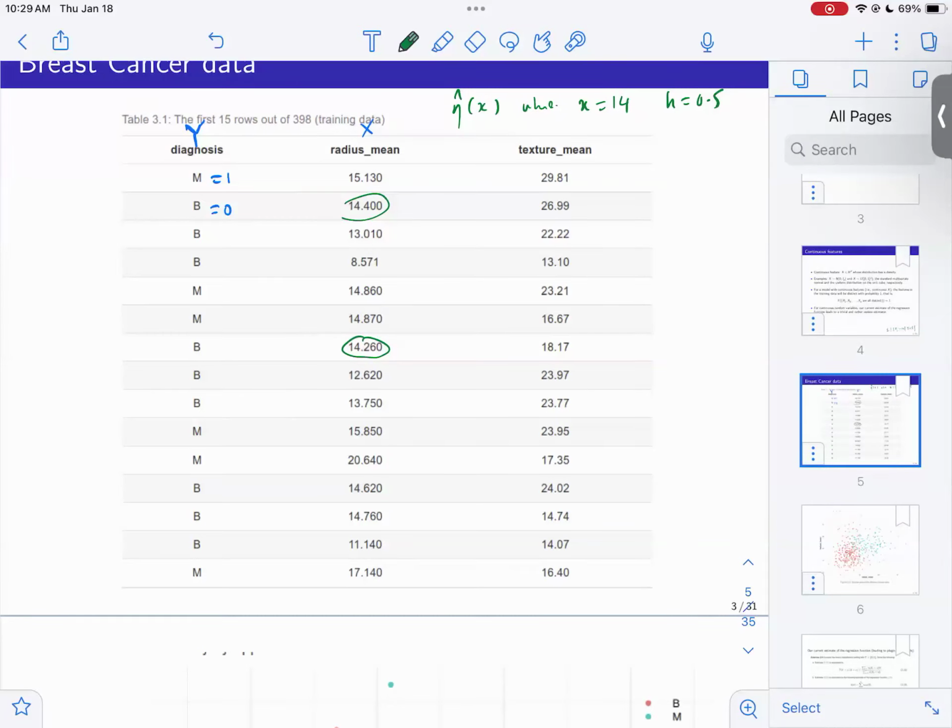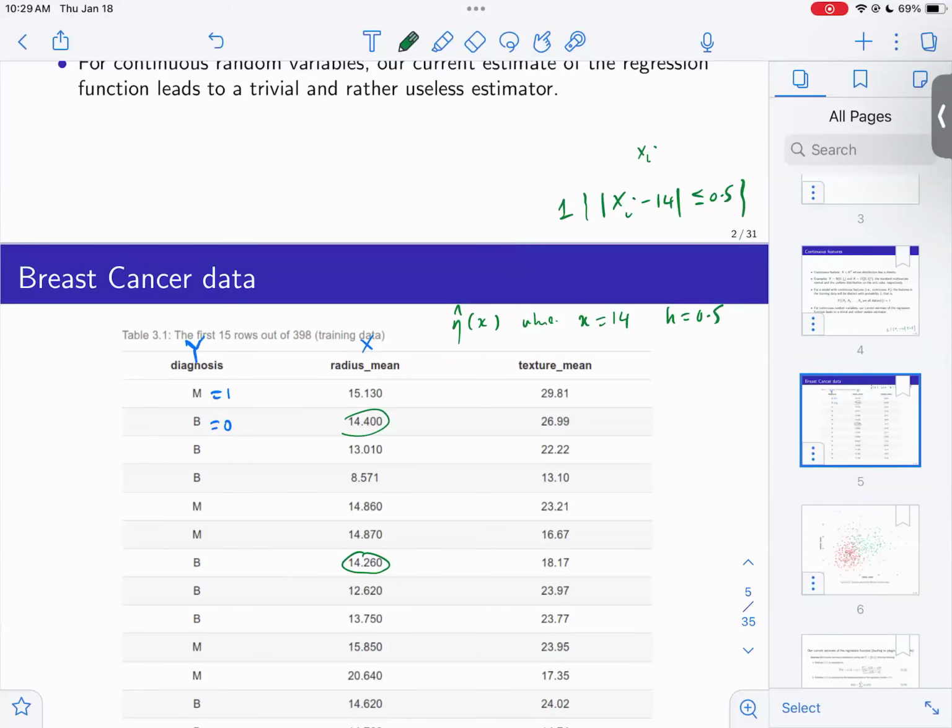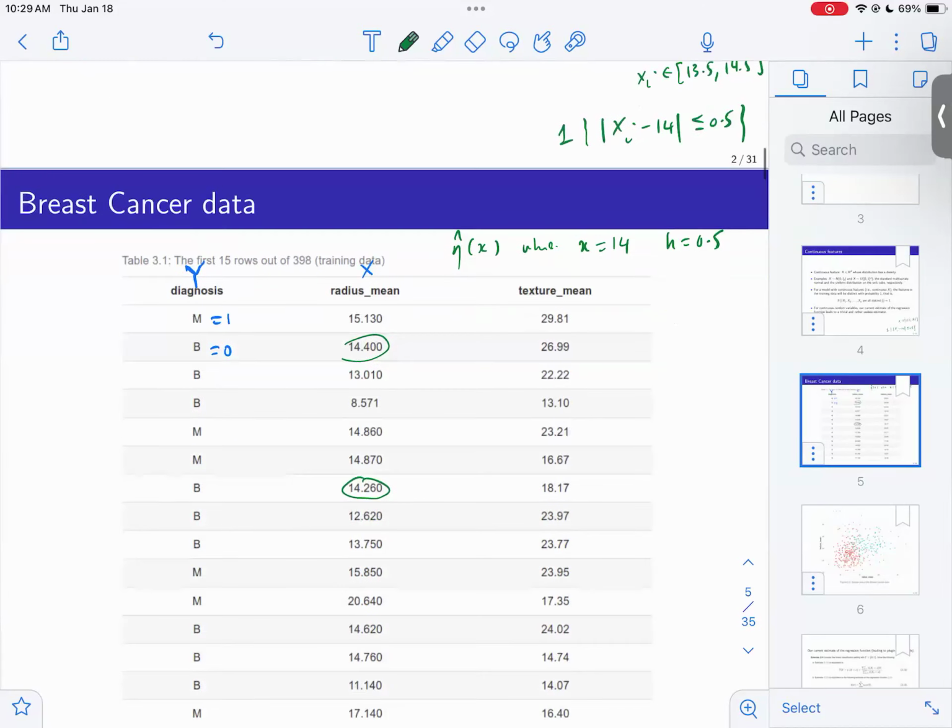So anything between 13.5 and 14.5, and I'm going to average. You get benign and you get benign. So the average, 0 plus 0 divided by 2, would be benign. Now if I increase the bandwidth, so let's say h is now 1, anything between 13 and 15 would do. So now I get a lot of things. This would work, this would work. So these all work.